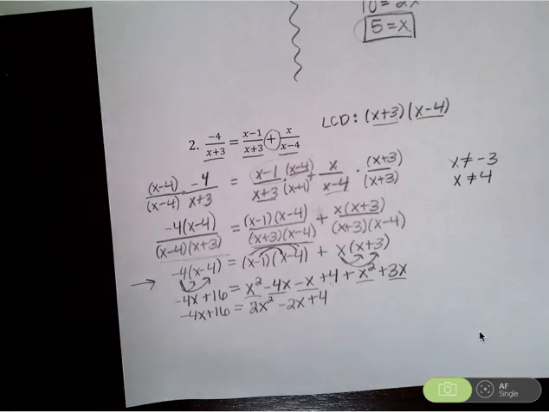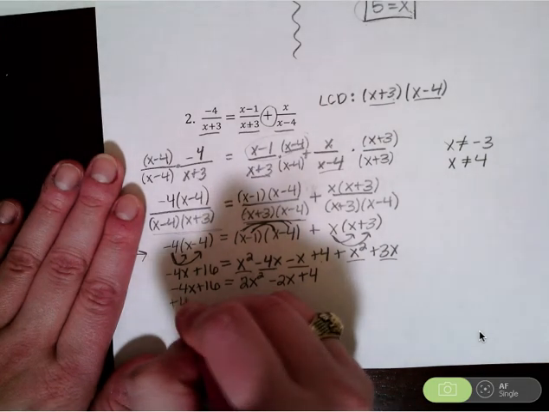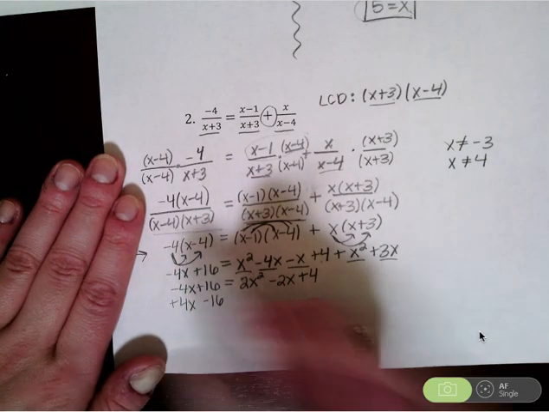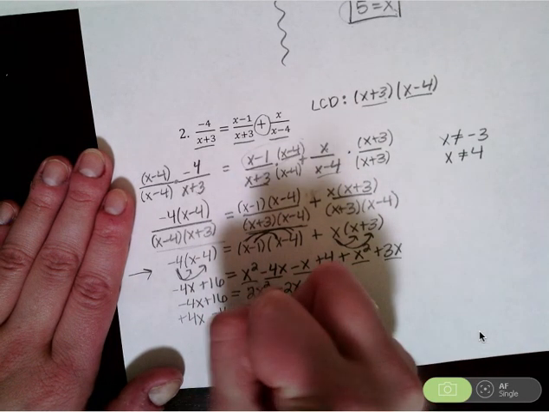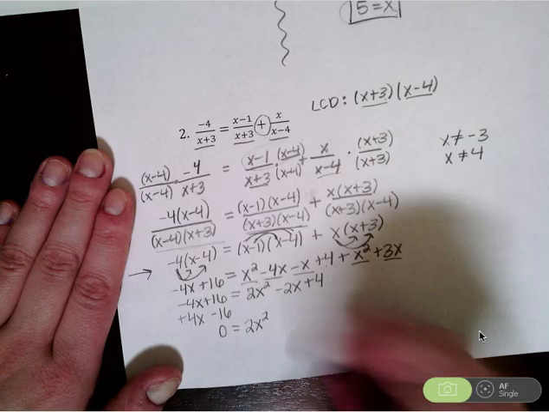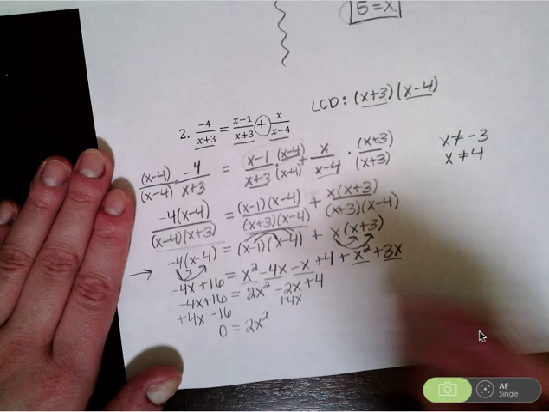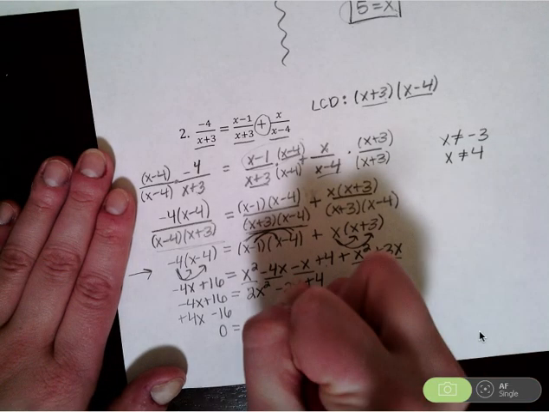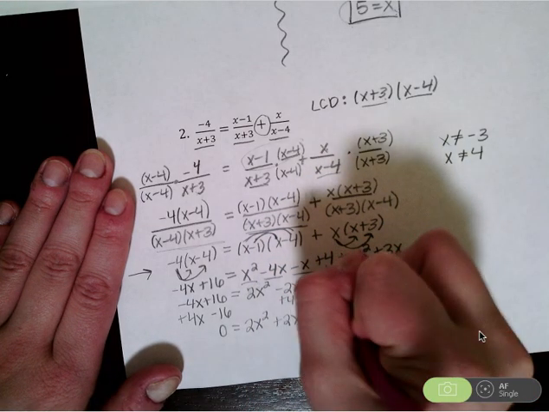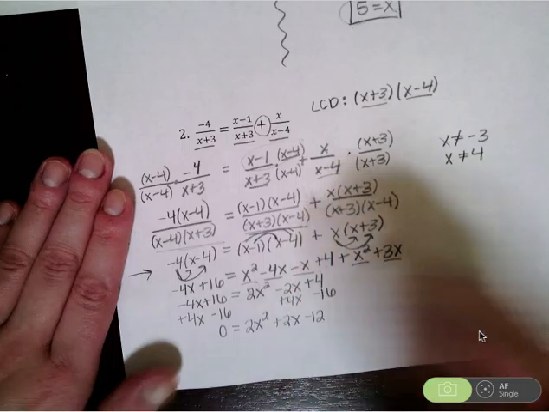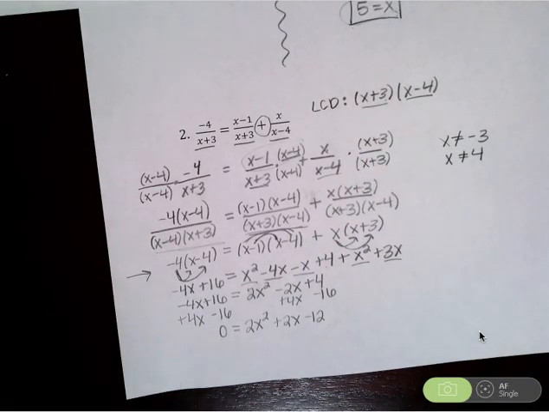But in order for us to use either of those, we need to get everything to the other side. So let's add the 4x. Let's subtract the 16 from that side. Okay, so we're left with 0. We're still left with the 2x squared. We're going to add 4x. So negative 2x plus 4x is a positive 2x. The 4 minus the 16 is a negative 12. Everything's on one side now.